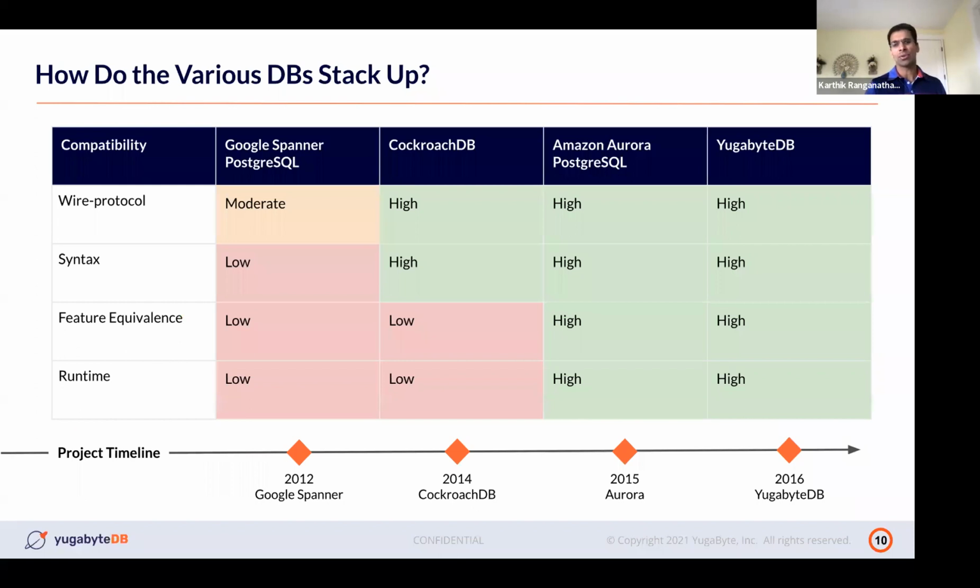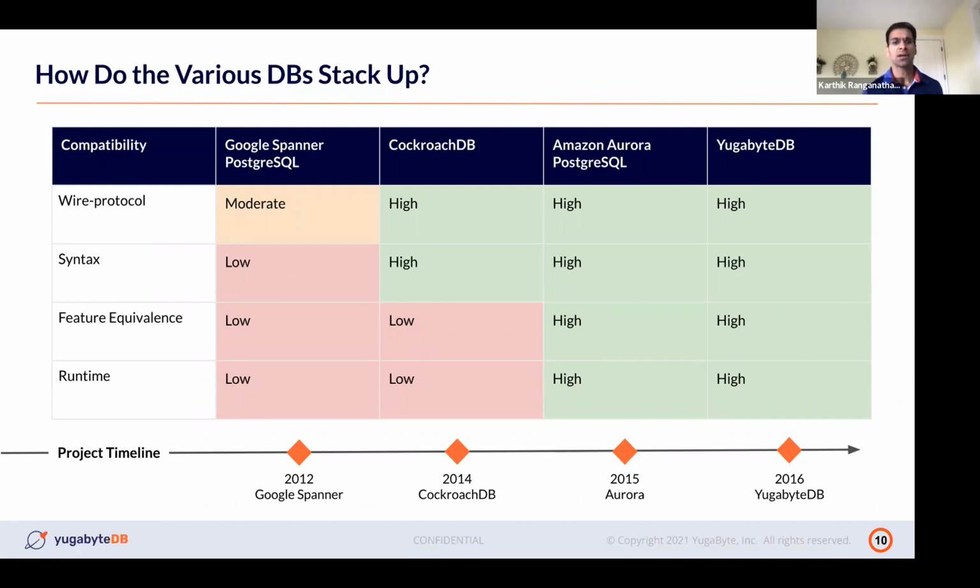Okay, so again, without much ado, let's look at how the 4 different databases we talked about, which are cloud native databases and support PostgreSQL, stack up in this framework. We will take these databases in the order in which they were previewed or released or started to get built. So 2012, Google Spanner made its debut, and the paper came out and we knew how it worked.